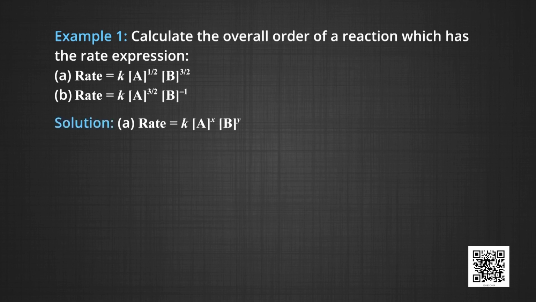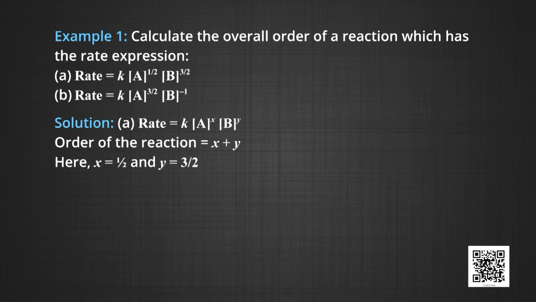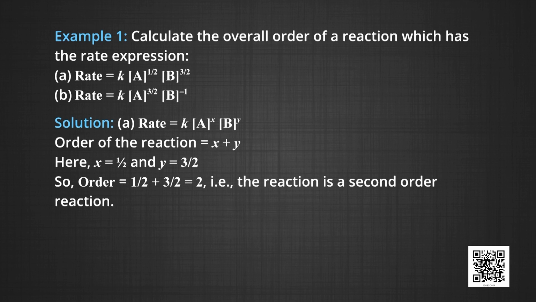Now, let me solve part A first. First of all, let us write the rate expression. Rate is equal to K, concentration of A raised to power x and concentration of B raised to power y. The order of the reaction is x plus y. So, here x is half and y is 3 by 2. Let us add them. 1 by 2 plus 3 by 2 gives 2. That is, the reaction is a second order reaction.